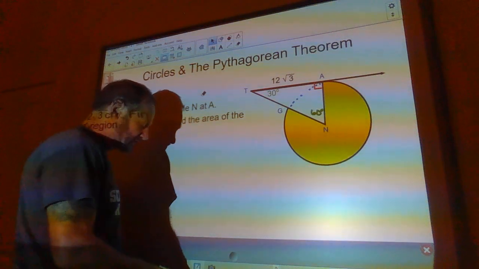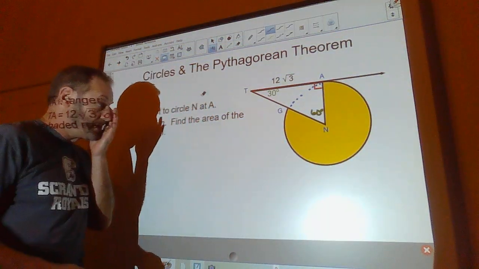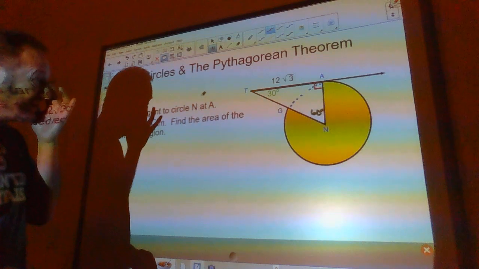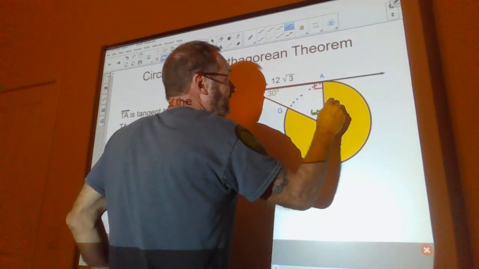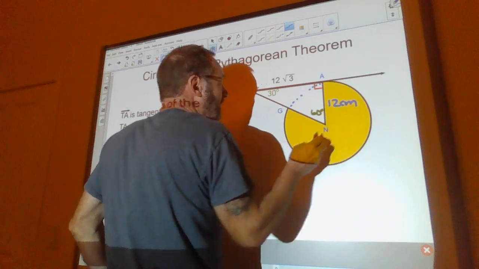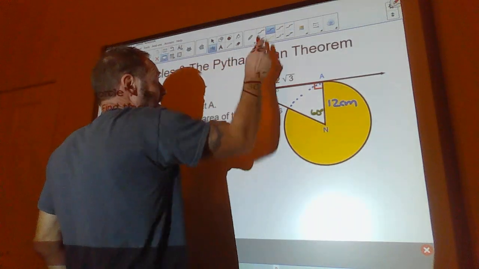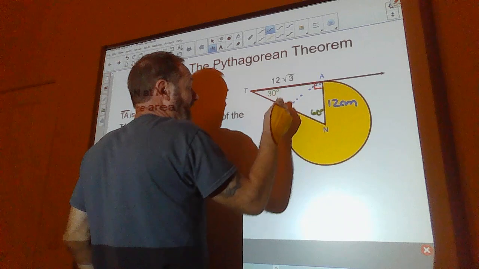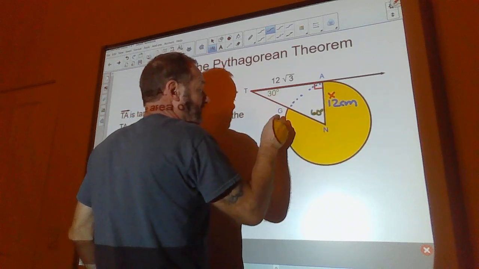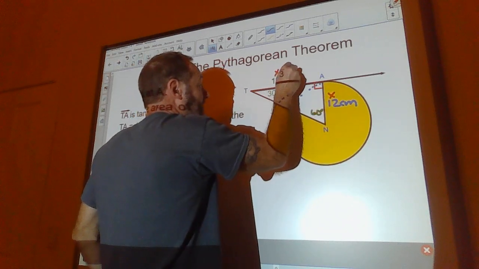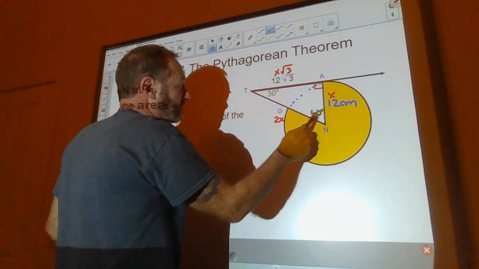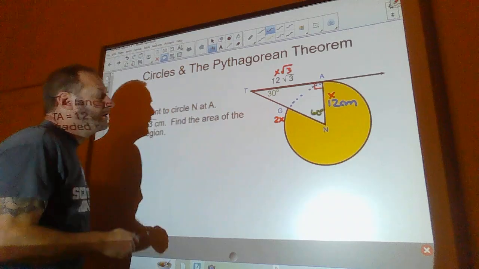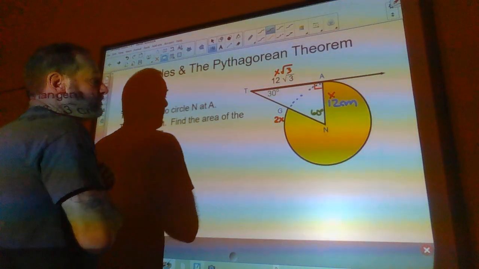Okay, so we know that this thing is a 30, 60, 90 right triangle. And so that tells us that this distance right here is 12 centimeters. Because remember, the sides of a 30, 60, 90 have a ratio of x to 2x to x times the square root of 3 all the time. So if this one's 12 square root of 3, this one's going to be 12, this one's going to be 24. We don't really need the 24.